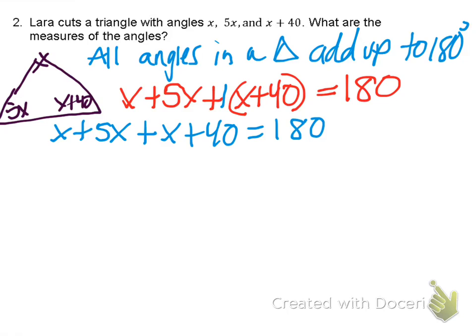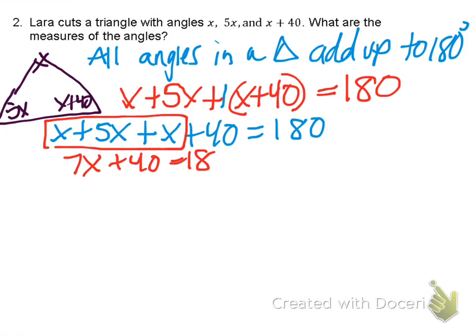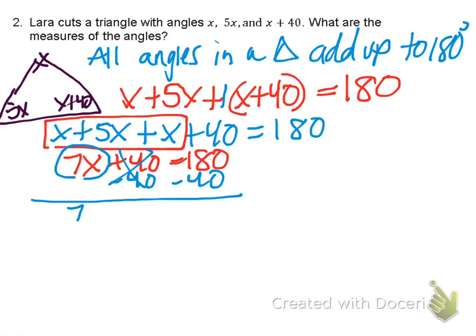Okay, so the next step would be to combine all these x's. So we have 1x plus 5x, which is 6x, plus another one, which is 7x, plus 40 equals 180. Now we want to get this 7x by itself, so we subtract 40. And we have 7x equals 140. And we can divide by 7. And we have x equals 20.